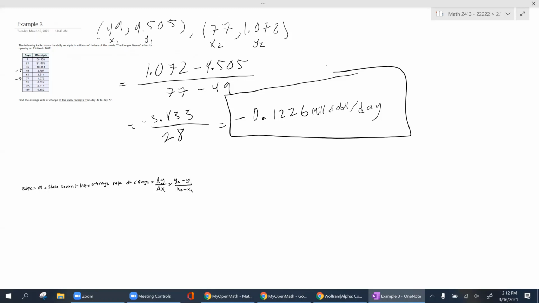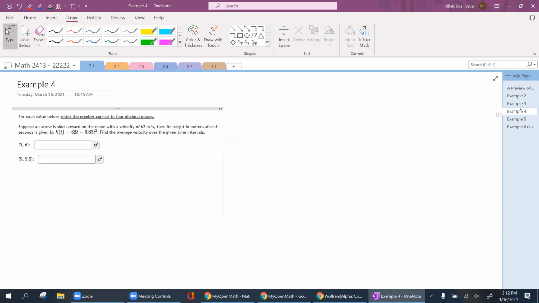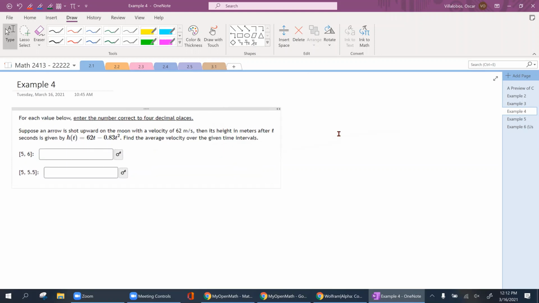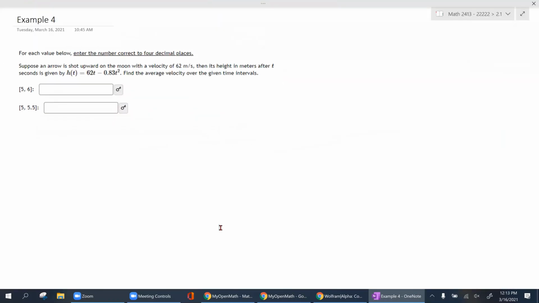Very nice. Okay, let's go to example number 4. For each value below, enter the correct number to 4 decimal places, right? Suppose an arrow is shot outward on the moon with a velocity of 62 meters per second, then its height in meters after t seconds is given by this function, h of t is equal to that.